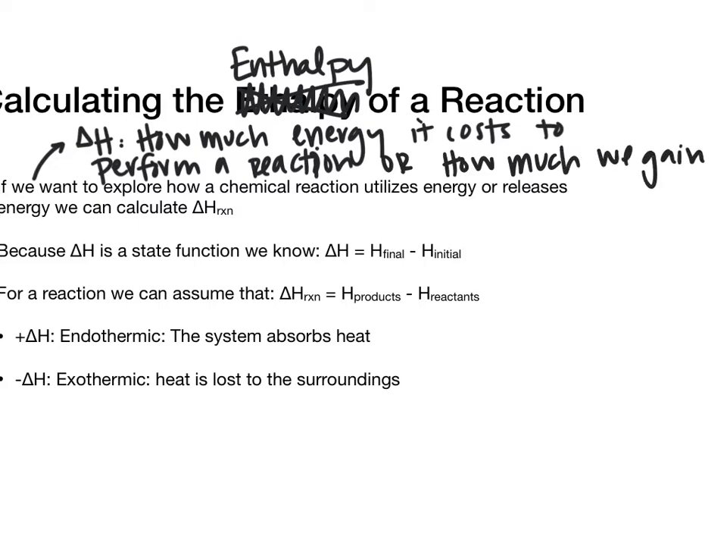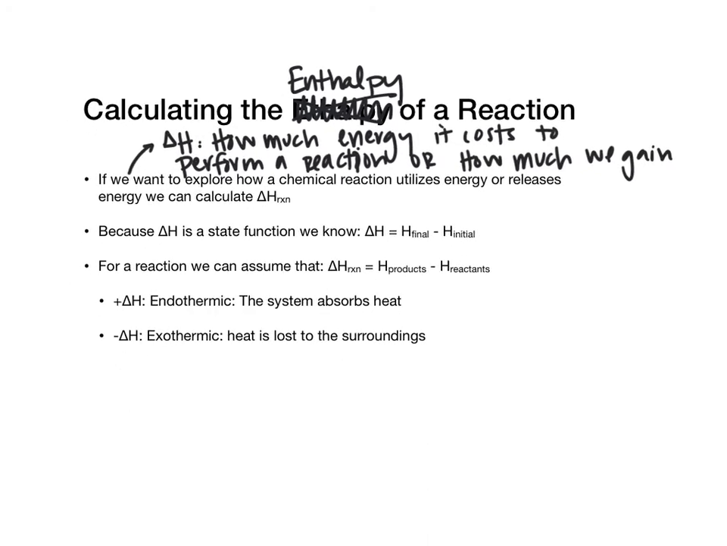We do have reactions where, as they happen, energy or heat is given off. So when we think about this, we want to know how much energy it takes to get from reactants to products, or how much energy is released. Because we know delta H is a state function, we can calculate it: delta H equals final minus initial.